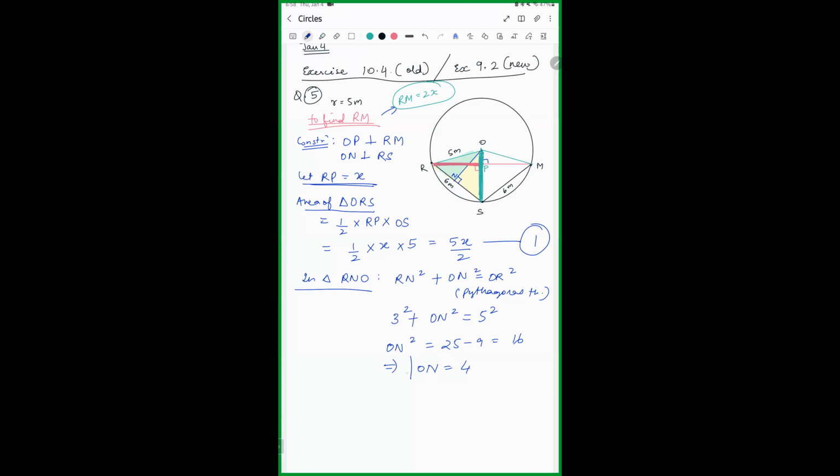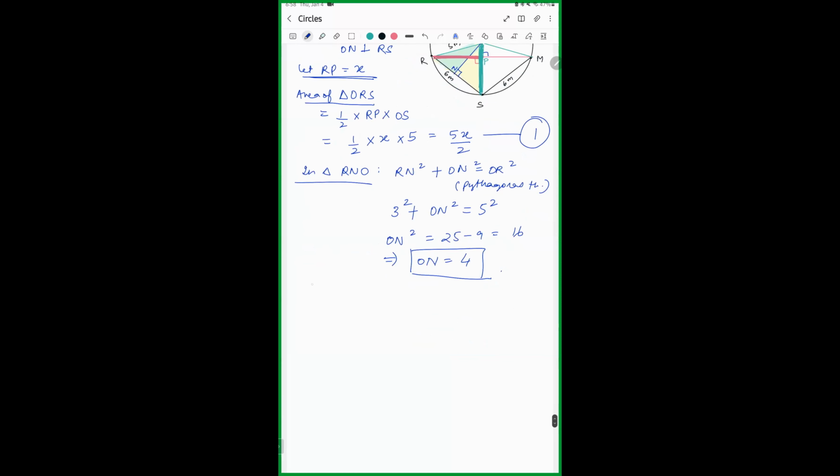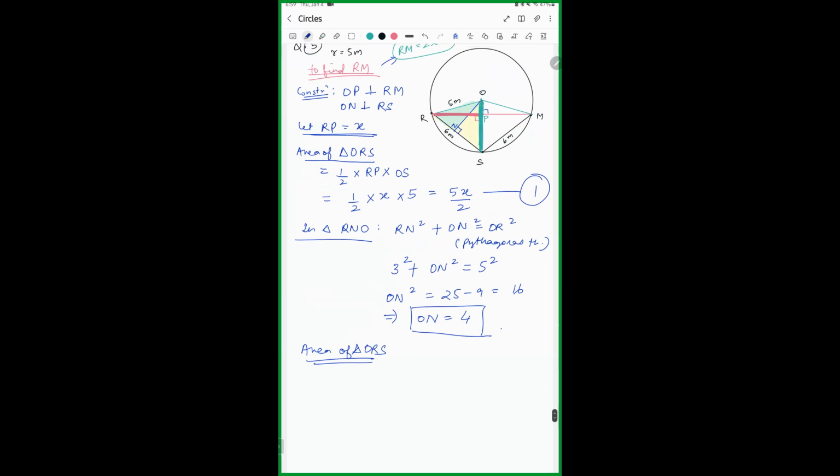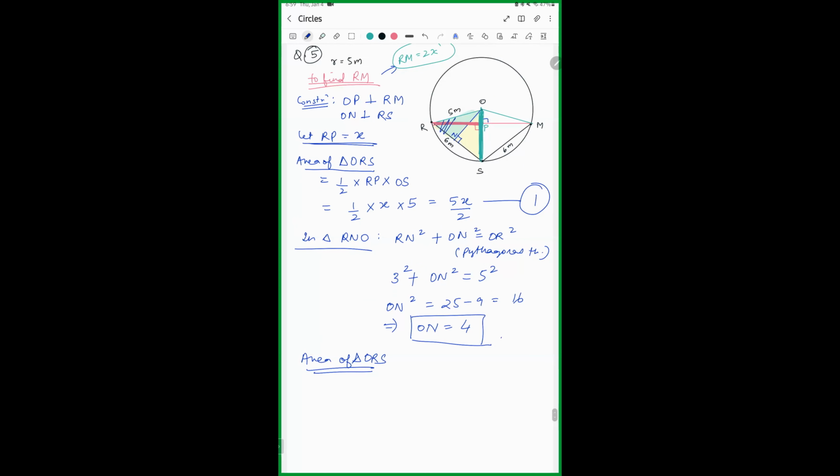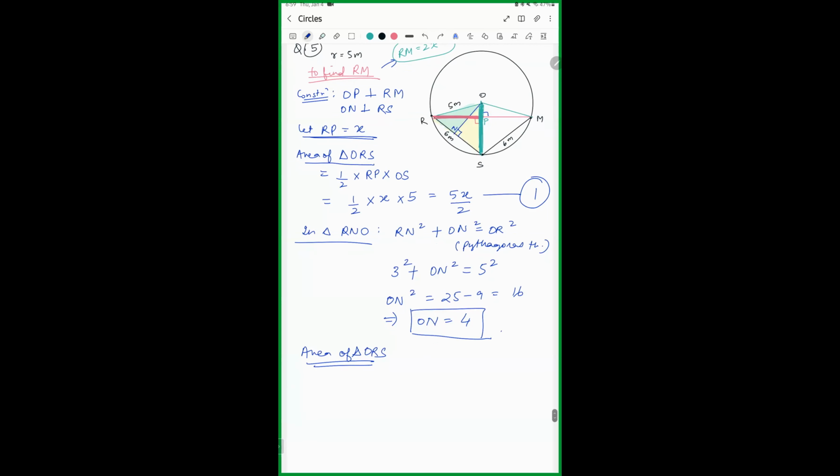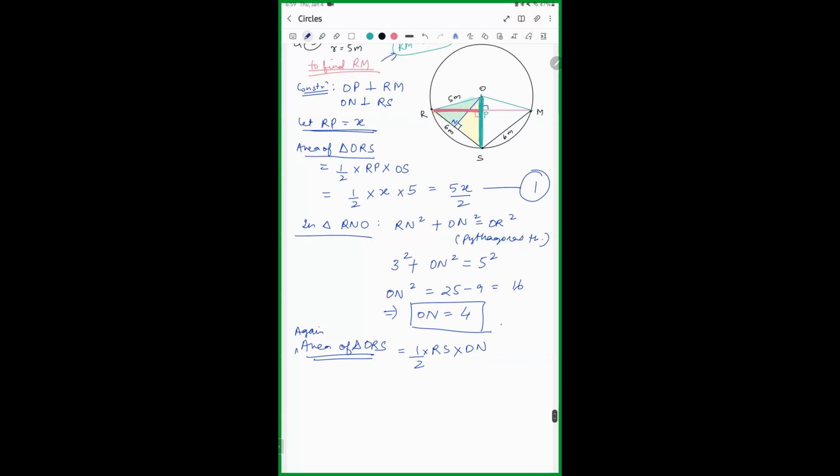This is one more thing. ON is equal to 4. Now, again, if you take area of triangle ORS, this time taking RS as base and ON as height. Let's write it over here again. Area of triangle ORS is equal to half into base, which is RS, into height, which is ON. So what we're doing here, we are taking area of triangle ORS in two different ways. And why we are doing that, you will come to know.